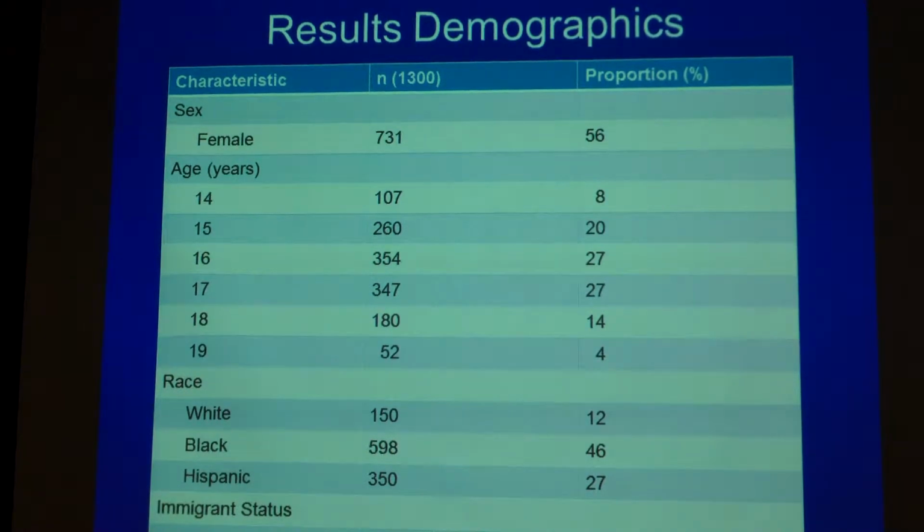So these are the demographics of the participants in the BYS. Just over 50% were female. And just remember, this is urban Boston, this is representative of the Boston students that attend Boston public schools. So just over 10% were white, just under half were black, and just over a quarter were Hispanic.